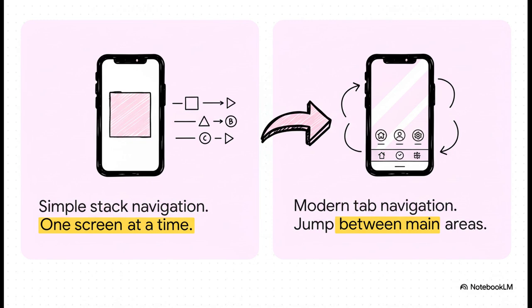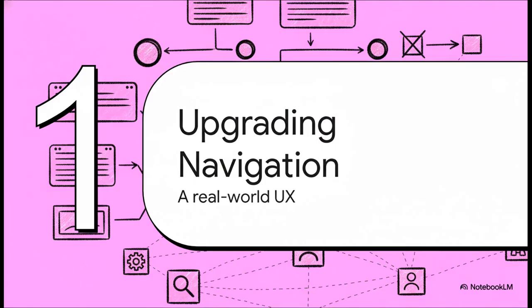On the left, you've got a basic screen, right? It feels like a prototype. On the right, you have that clean, modern tab bar that every user instantly understands. This is the jump from "it works" to "this feels professional." And by the end of this, you're going to know exactly how to do it. So first up, let's talk about upgrading your navigation.